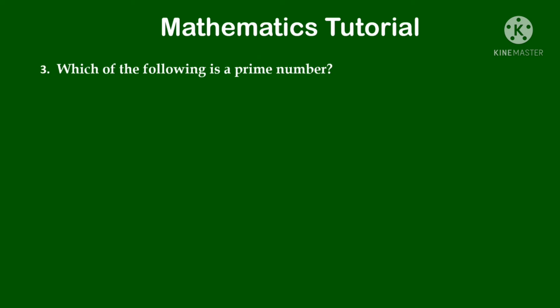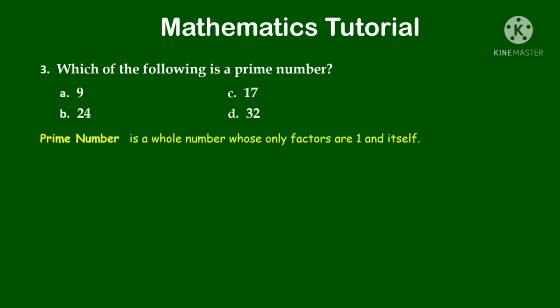Number 3 question. Which of the following is a prime number? When we talk about prime number, it is a whole number whose only factors are 1 and itself. So kung pipiliin natin si letter A, number 9 has 2 factors, 9 times 1 and 3 times 3. Letter B has also several factors. We can use 8 times 3, we can use 12 times 2, and so forth.